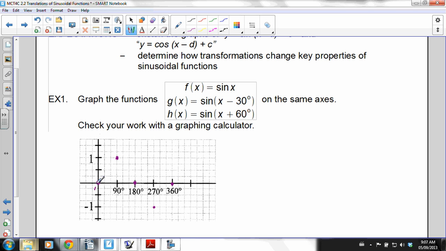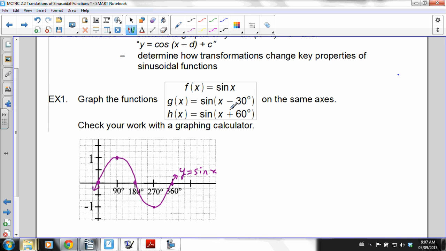And remember, we want a nice smooth curve, no teeth here. I'm going to label that. We know it goes on forever in both directions. That's the idea of the rotation angle, right? It can keep going. And so this is f of x. I'm going to change my color for one of the other ones.